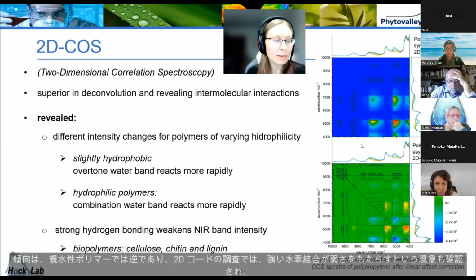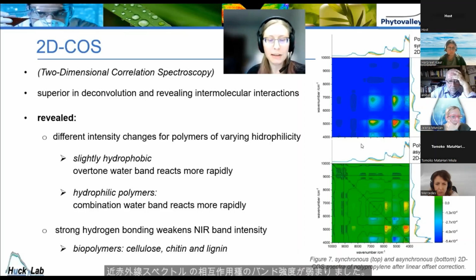The 2D COS investigations also confirmed the phenomenon that strong hydrogen bonding leads to a weakened band intensity of the interacting species in NIR spectra, which was the case for the biopolymers cellulose, chitin, and lignin.